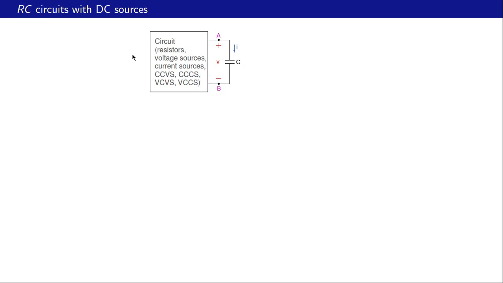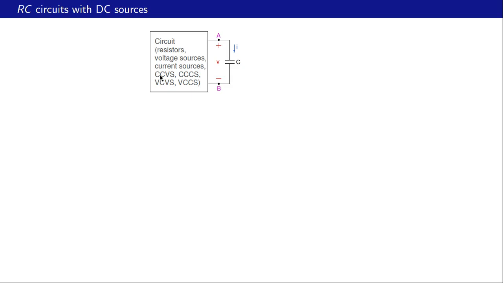Let us now start our discussion of RC circuits with DC sources. This situation, as we will find out, is very common in electronic circuits. Once we have this background, we will be able to calculate, for example, pulse width or oscillation frequency in a circuit.